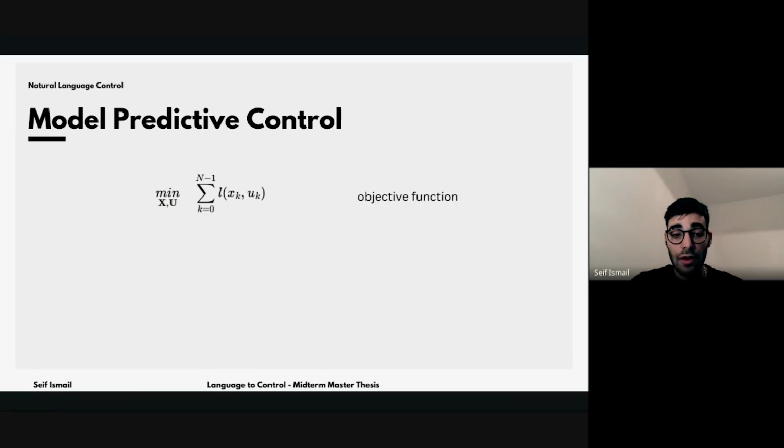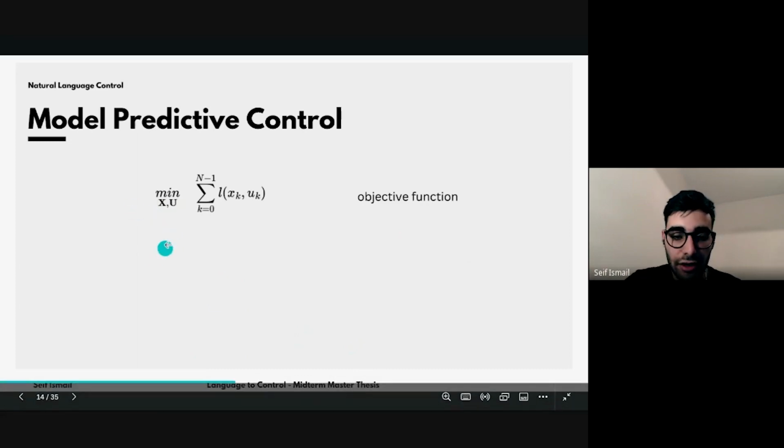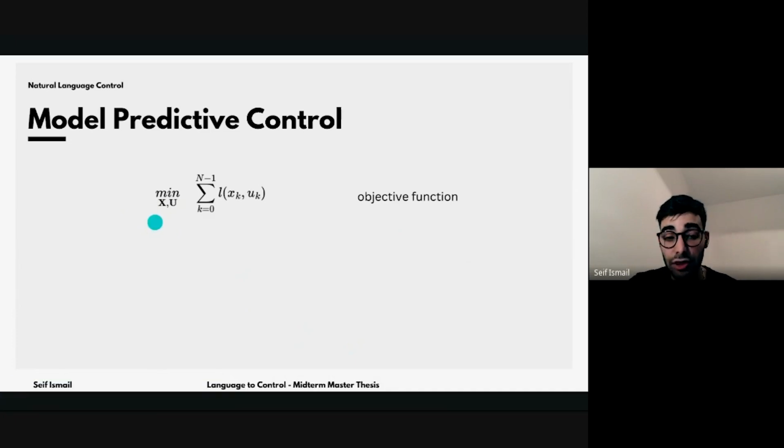Okay, and how do you actually generate this plan? Well, model predictive control, as I said, is an optimization problem. So you have to minimize some objective function. Here, your variables are x, which means the state of the robot. This may mean the position of the gripper, right? And u, which instead are the controls. So how much force to apply at the motors of my robot.